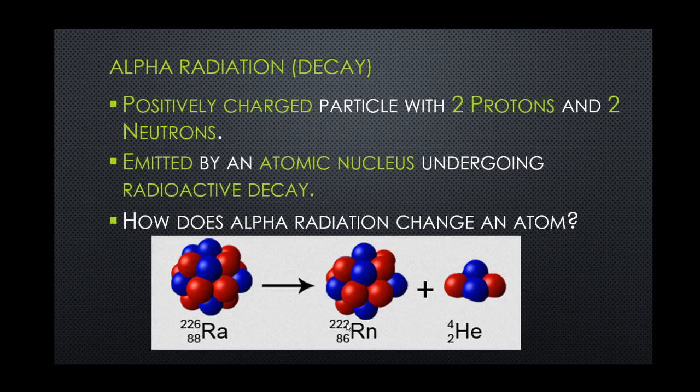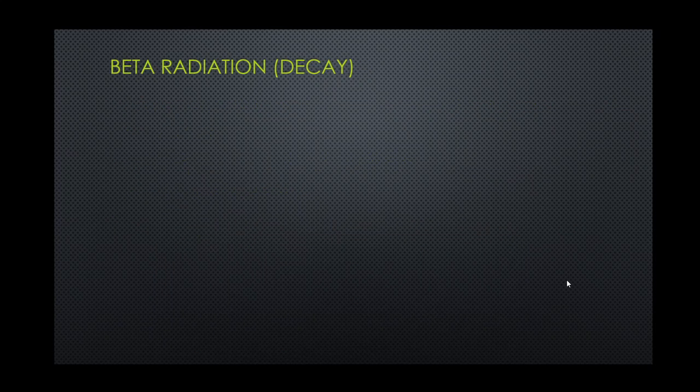Okay, and you can see mass is definitely conserved, as you've learned in many of your science classes. So that's why it has to add up to the same. We can't make it disappear. So this is an example of an alpha decay reaction. All right, let's move on to beta.